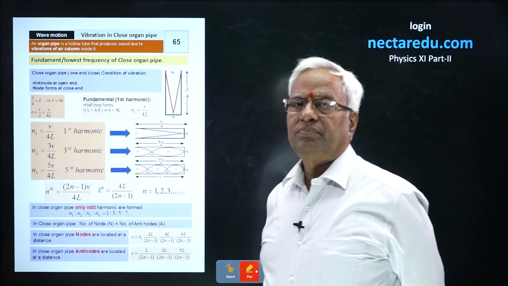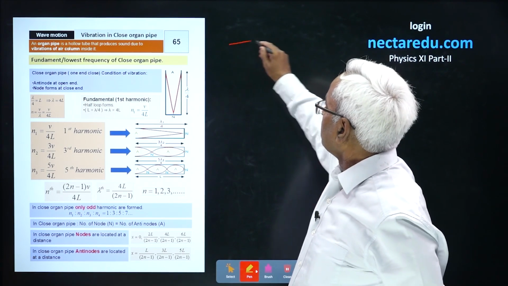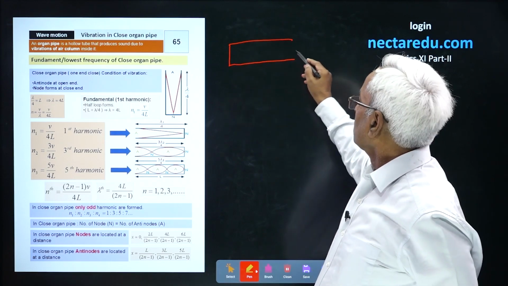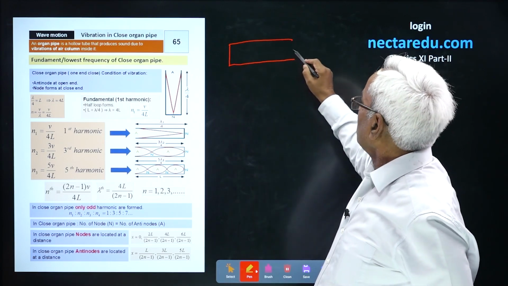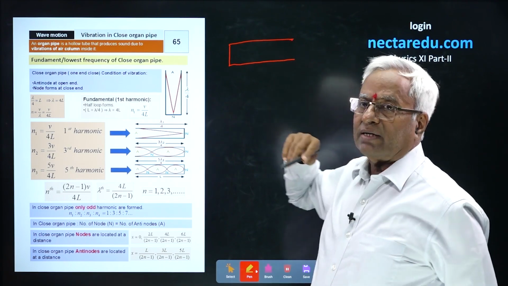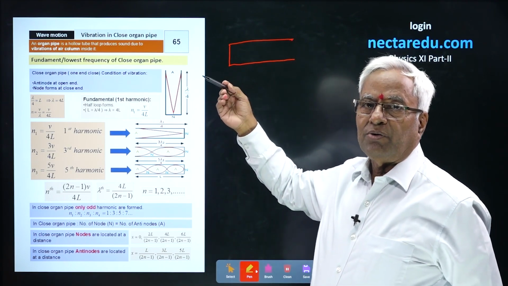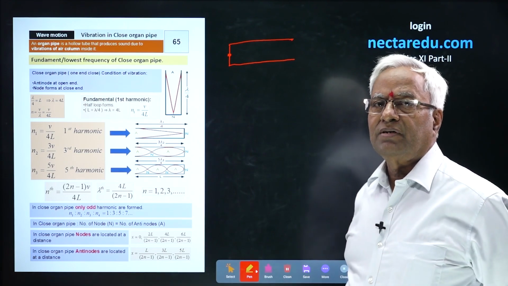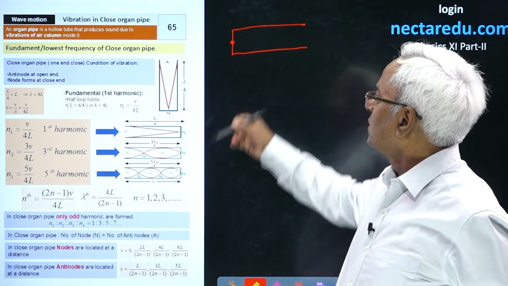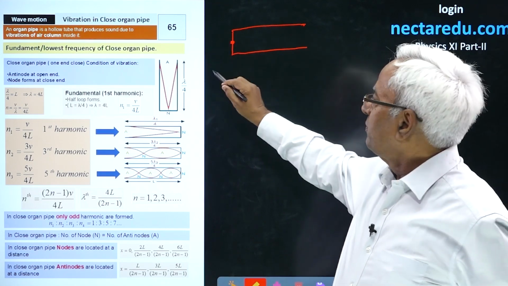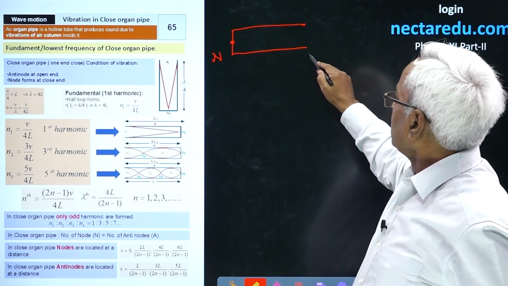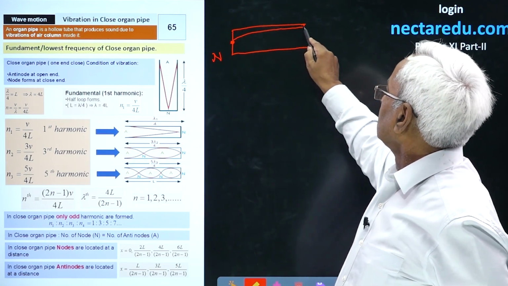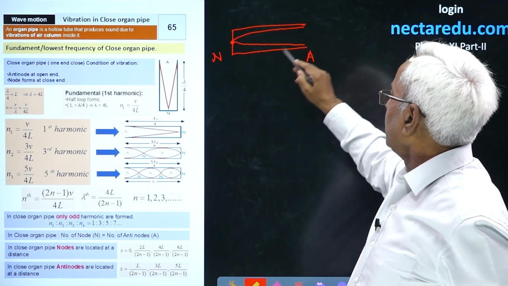Closed organ pipe. When one end of the organ pipe is closed and one end open, then only we call it closed organ pipe. You see, the open end is always free for maximum displacement. Obviously, antinodes will be formed there, and the closed end doesn't have that liberty of vibration, so a node must form at the closed end. One node and one antinode is the minimum possibility, and that way you find the whole thing between one node and antinode.